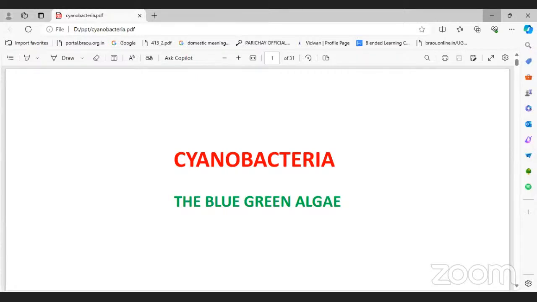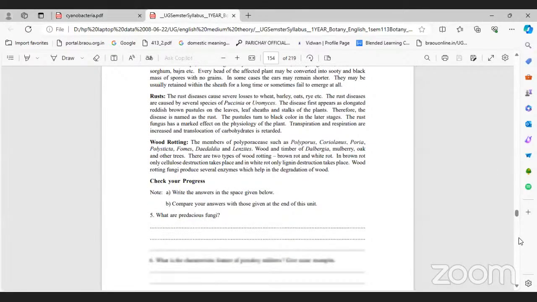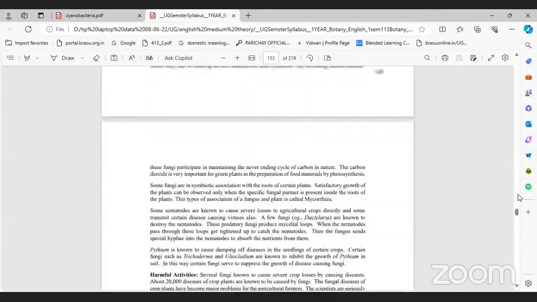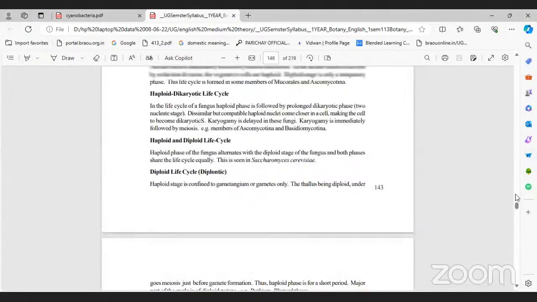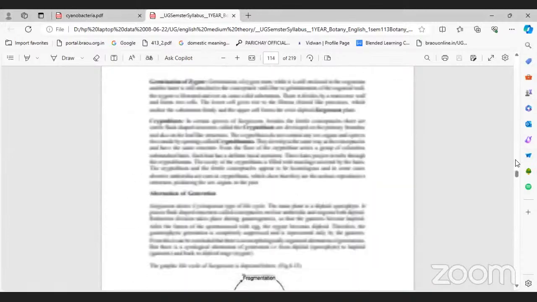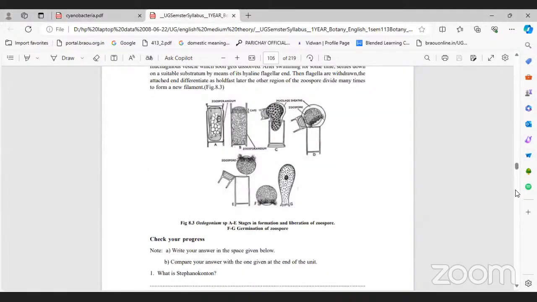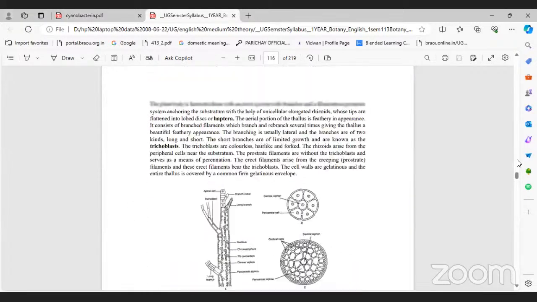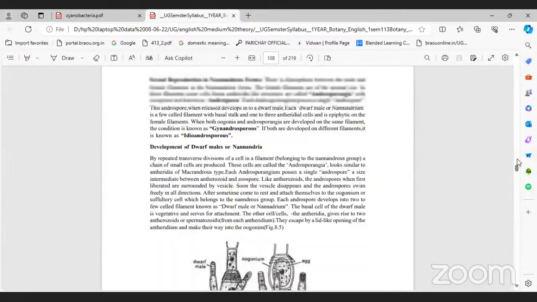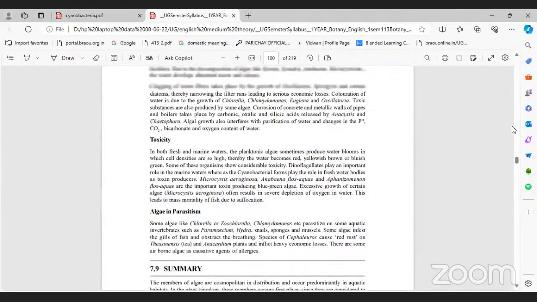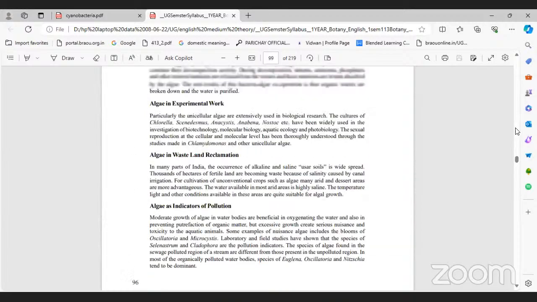What is symbiotic nature? What is the meaning of symbiotic? Symbiotic means symbiosis. They are helpful for both, like in the environment also. In a symbiotic relationship, both get mutual benefit. That is called symbiotic relationship.